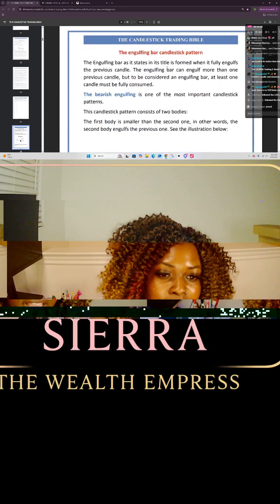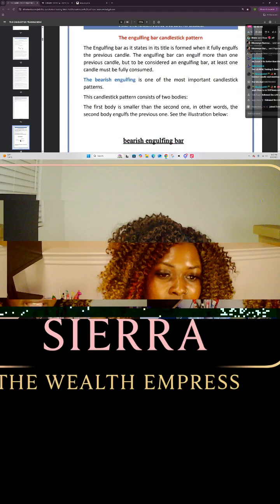All right. The engulfing bar candlestick pattern. As you can see, somebody in the comments was able to identify the engulfing bar already. All right. So the engulfing bar, as it states in its title, is formed when it fully engulfs the previous candle. The engulfing bar can engulf more than one previous candle, but to be considered an engulfing bar, at least one candle must be fully consumed, okay? And it's the candle that was formed right before the engulfing, okay?